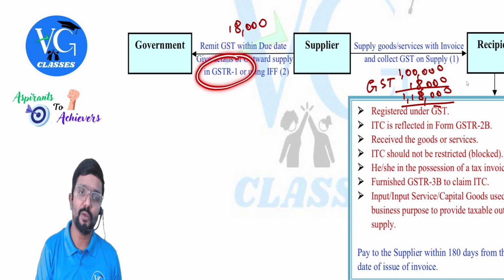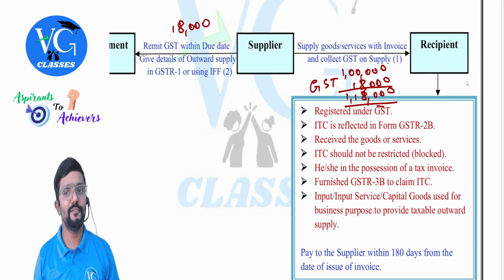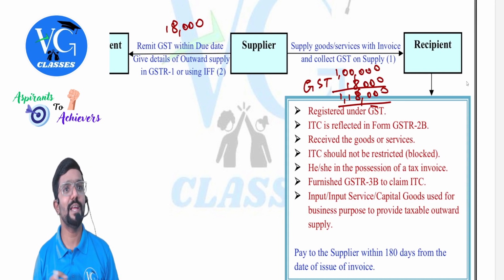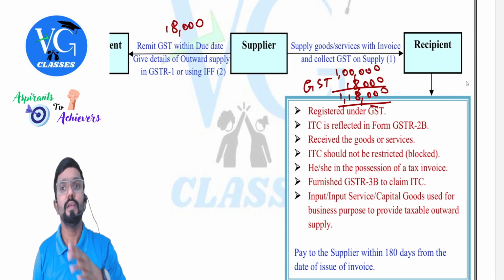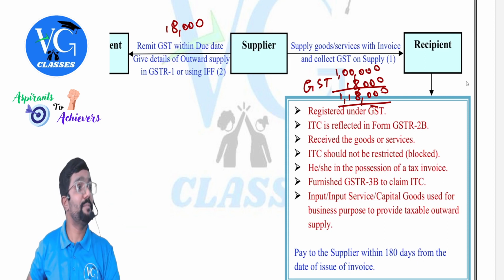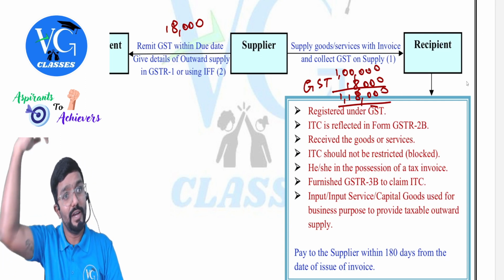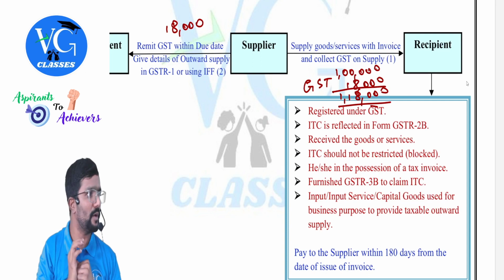And he filed GSTR 1 also for December, giving details. Now, will credit reflect to recipient? Yes. Can he claim credit? Yes, free credit. Why? He has not paid the amount still to the supplier. But the supplier paid out of his own pocket and filed GSTR 1. Recipient got the credit. Can he claim it? Yes, he can claim, no problem.